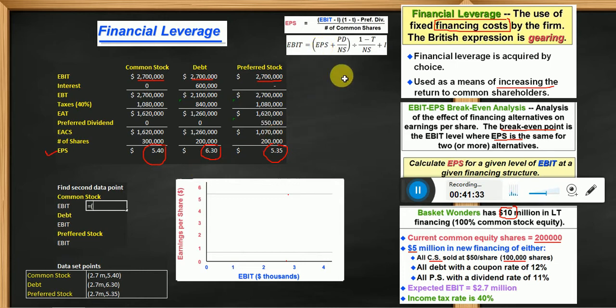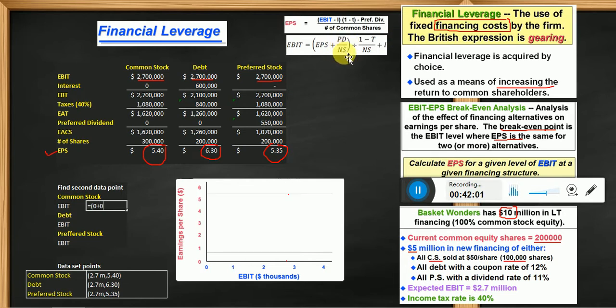Look, earning per share in the first alternative, common stock, we assume it is 0. Why? In order to find out the EBIT. Plus then we have preferred dividend. If you raise the fund with the help of common shares, there is no need to pay the dividend, so that is why the preferred dividend will be 0.